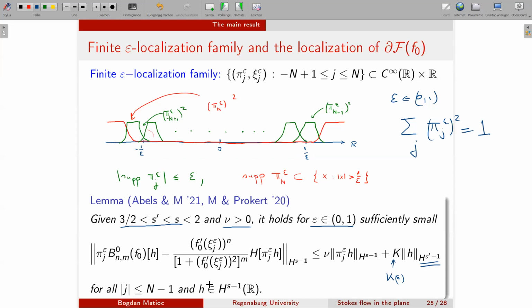Maybe one word on how this constant appears in front. This is very easy, because in the definition of these operators, we always have these terms delta psi s f0 over s. These appear in the integral. Now, in the localization, they are approximated by f0 prime evaluated at this point psi j epsilon. So in the integral, whenever we have such a term, we replace it by f0 prime at psi j epsilon, and then one can prove this estimate.